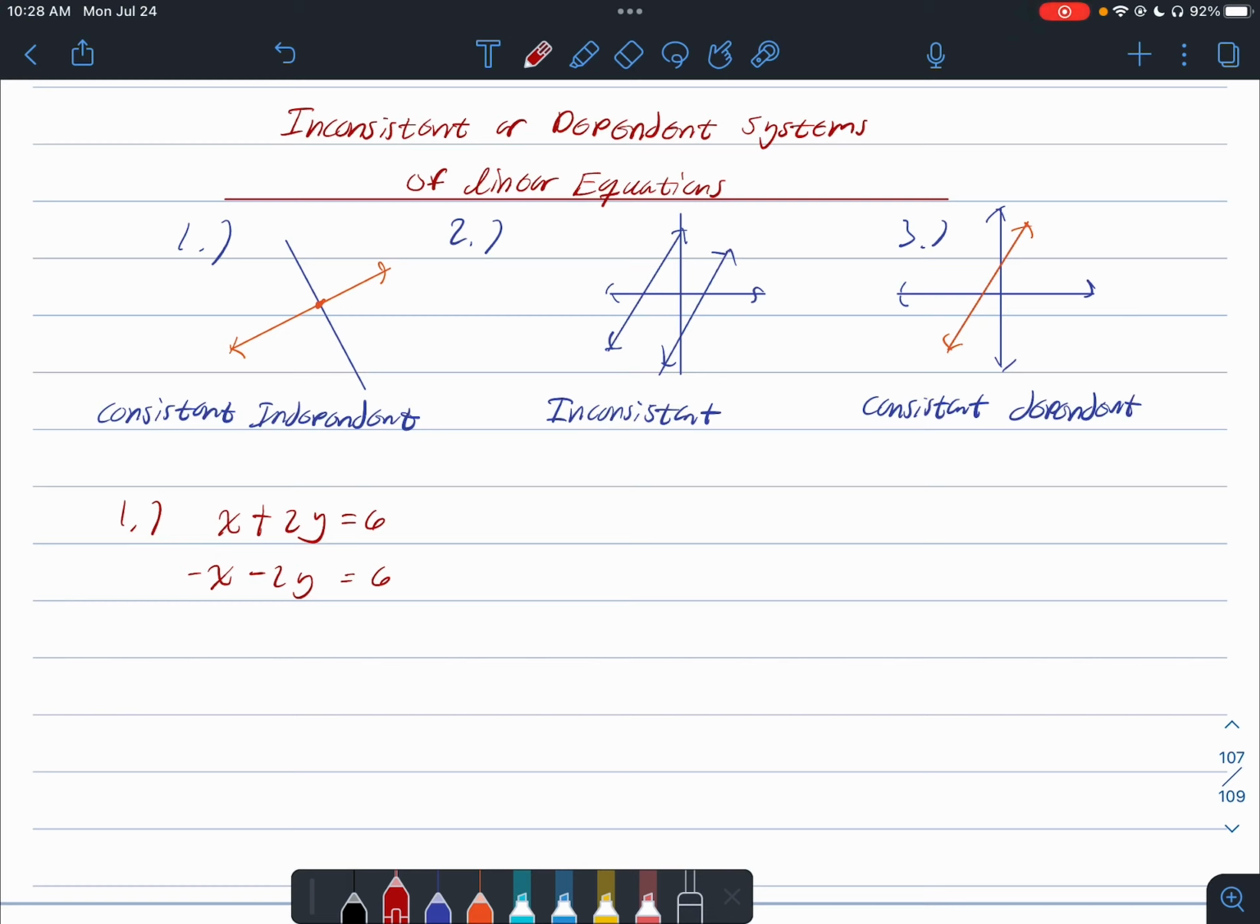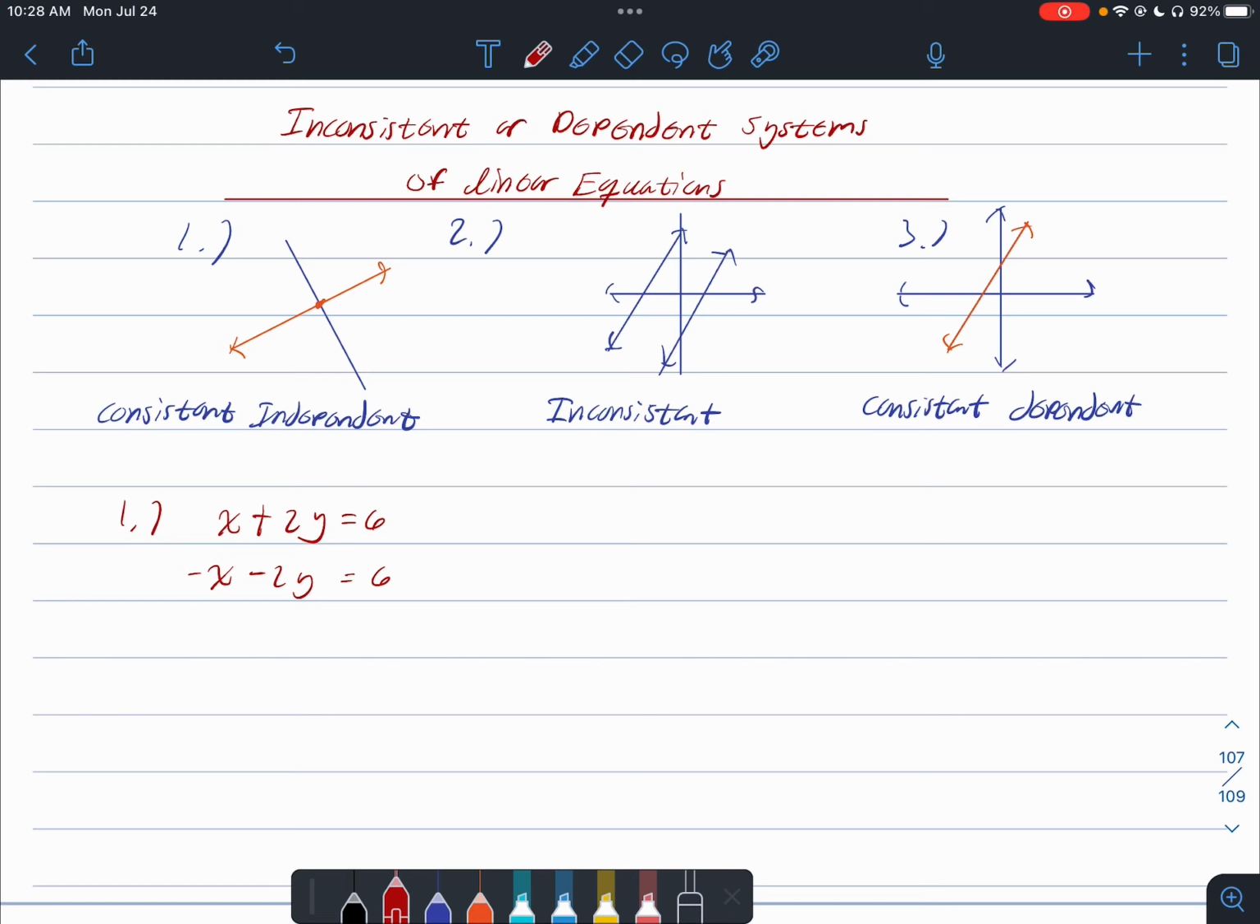Sometimes, though, we have a system that is called inconsistent, or a system that could be called consistent dependent. If you have an inconsistent system of linear equations, that means there is no solution. So when you have a two by two system, it'll look a little bit like this middle example here. You have two parallel lines. As both lines go off into positive and negative infinity, they are never going to cross each other. Therefore, we would say that is an inconsistent system of linear equations, and there is no solution.